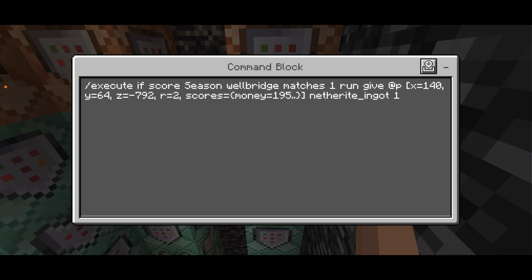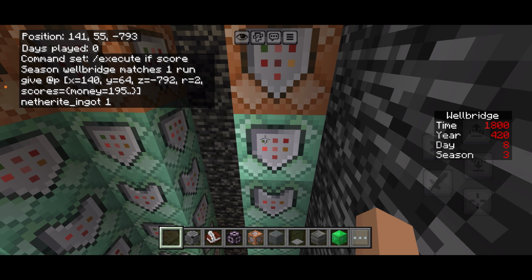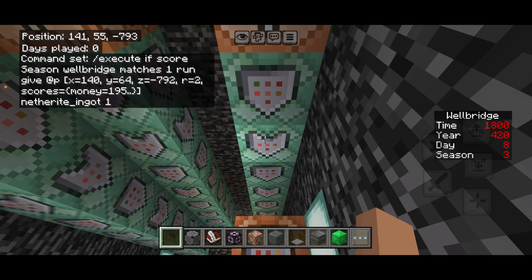And we are going to give them 1 netherite ingot. All right, execute score season Wellbridge matches 1, run give @p. Perfect. Wonderful. All right. I'll just copy that. Okay.